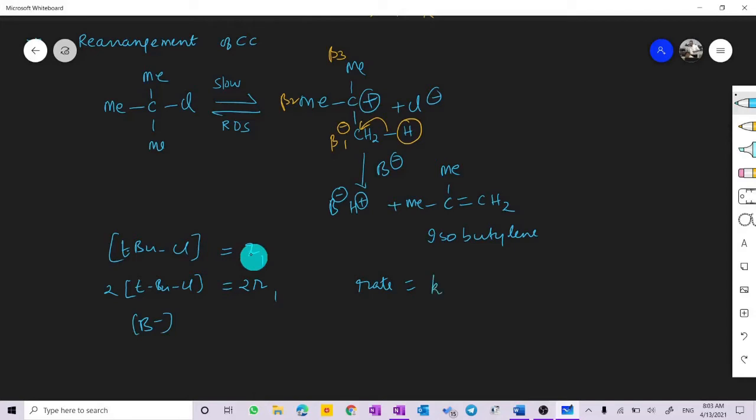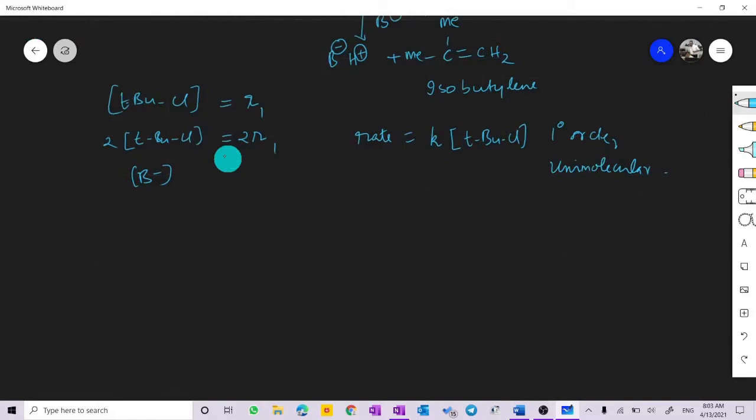Therefore the rate of the reaction was found to be dependent only upon the tertiary butyl chloride, that is the alkyl halide, and therefore it was found to be a first order reaction. Since the rate determining step involves only one molecule and the formation of the carbocation is the deciding factor of the formation of the alkene, this is found to be a unimolecular reaction also. First order kinetics with a unimolecular reaction. So this is the mechanism of the E1 elimination, which is controlled by the stability of the carbocation.